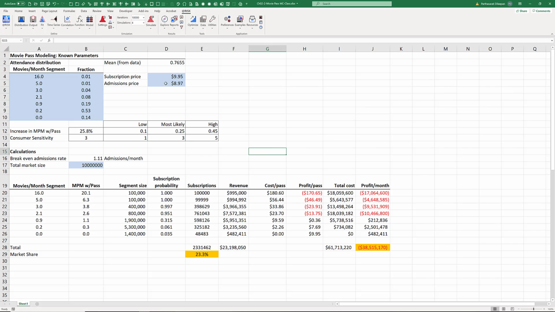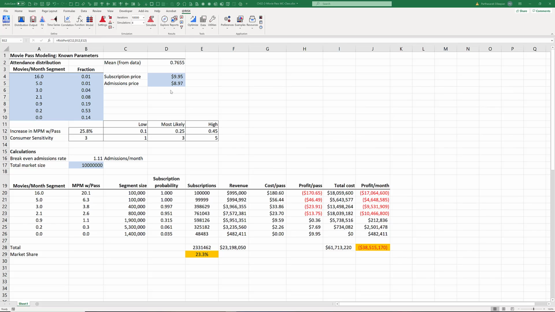Before we run the simulation, we have to make sure that the output that we want to observe is identified as an output cell. So select the profit, total profit, monthly profit, and select define. When you click, risk output is inserted in front of the sum. So @Risk will know that this is the cell whose values it should gather as we run the simulation.